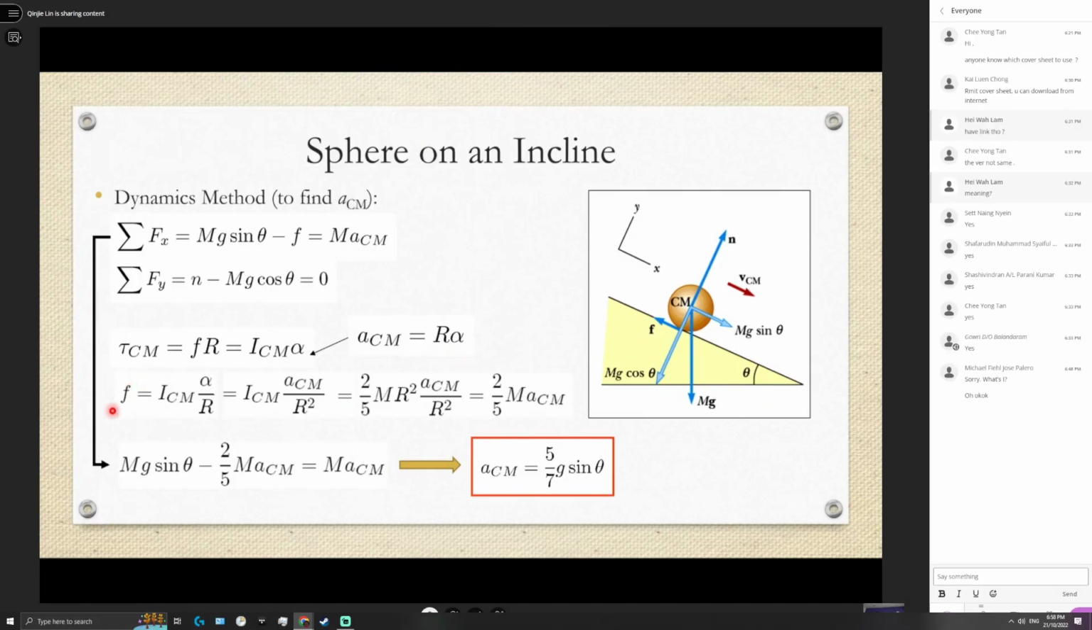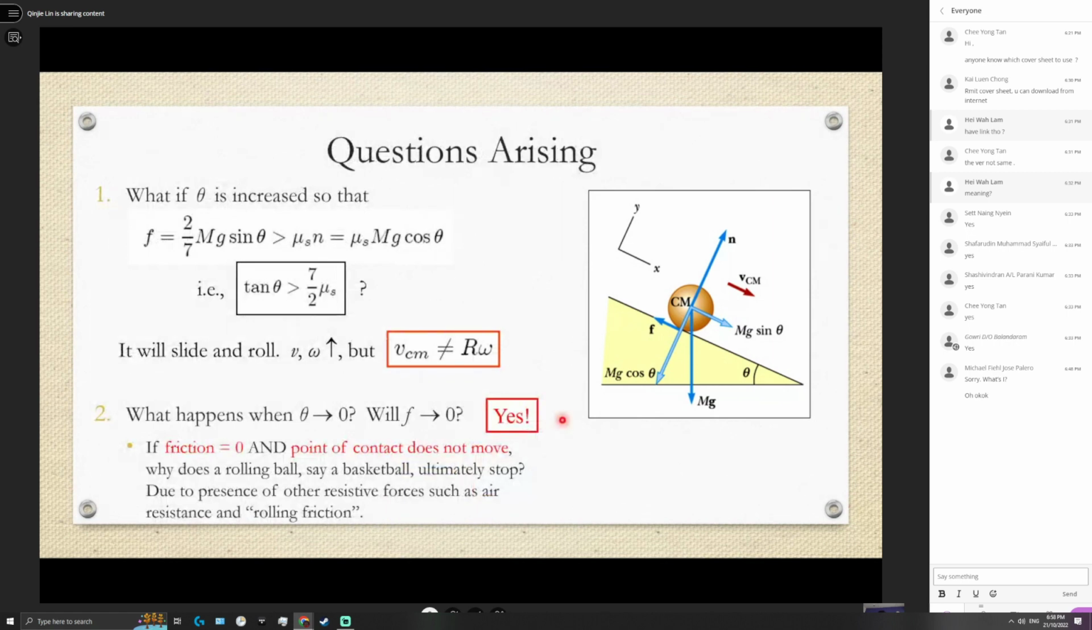Okay? So why do we want to get F? We get F so that we can put it back here in the first equation. Okay, so first equation, right? Then the F you change to this expression. Then from here, you make ACM the subject, and then you will get 5/7 g sine theta. You're going to get the same thing. If you refer to the previous slide, this is exactly the same. Okay, so this is how we get the ACM using two different methods.